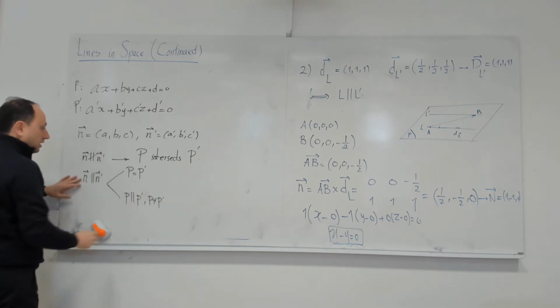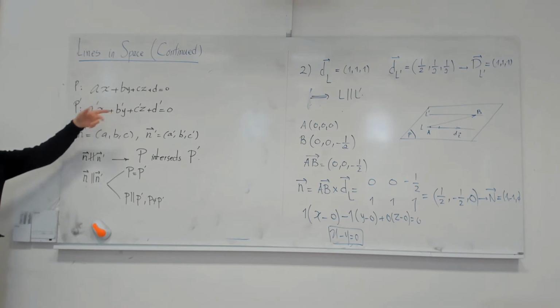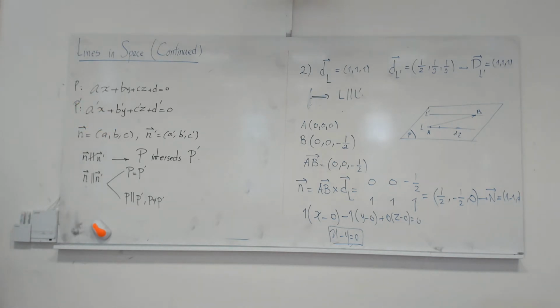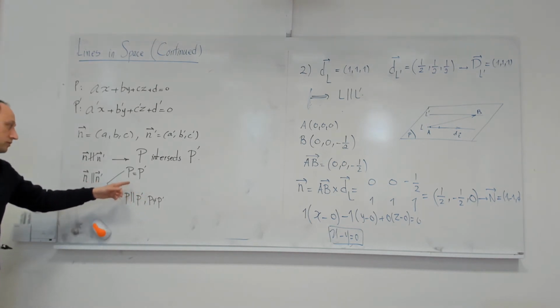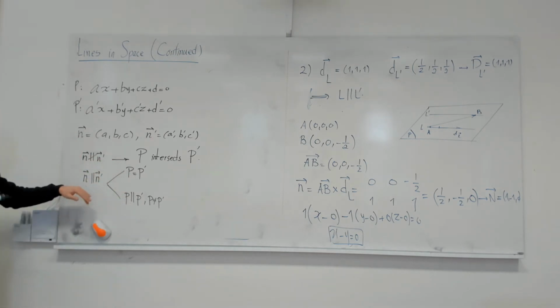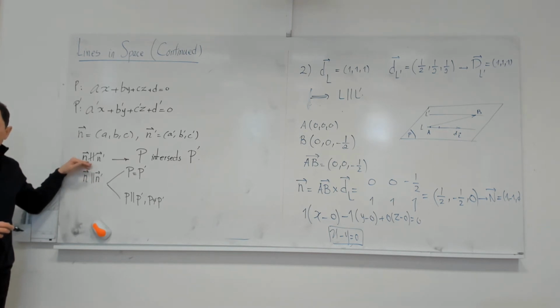How can I recognize these two scenarios from each other? It's not very hard, because you take a random point on one of these planes and check it in the equation of the second one. If it doesn't work, it means that they are parallel, not equal. And if it turns out to be there, it means they are the same. But you have to be careful.